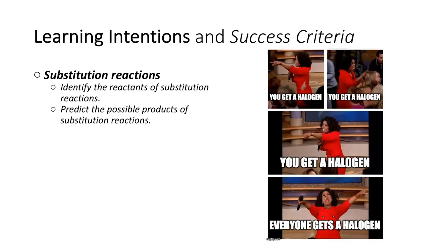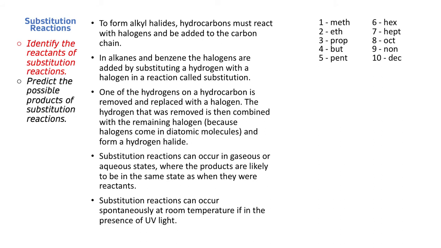So let's get started. We're going to be learning about substitution reactions. To form alkyl halides, which we've already talked about naming, this is how you form them. Hydrocarbons must react with halogens, and the halogens are effectively added to the carbon chain.